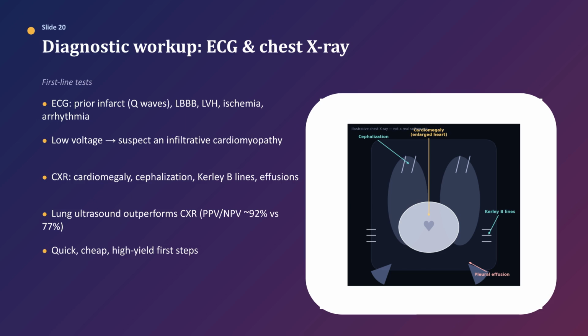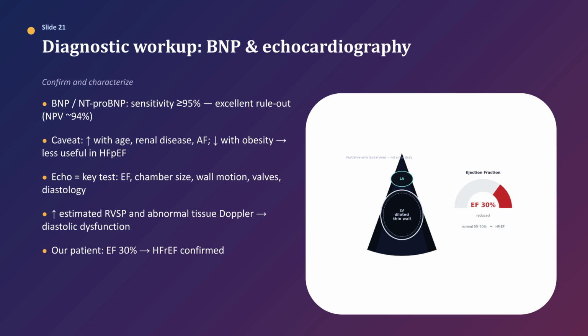A chest X-ray helps us spot cardiomegaly and congestion patterns like cephalization. Notably, lung ultrasound is increasingly used as it often outperforms the traditional chest film for detecting pulmonary congestion. To confirm and characterize heart failure, we use natriuretic peptides and echocardiography. BNP levels are excellent for ruling out heart failure.